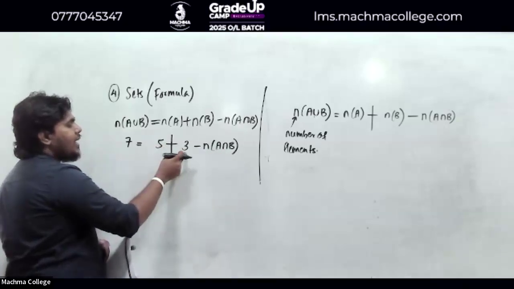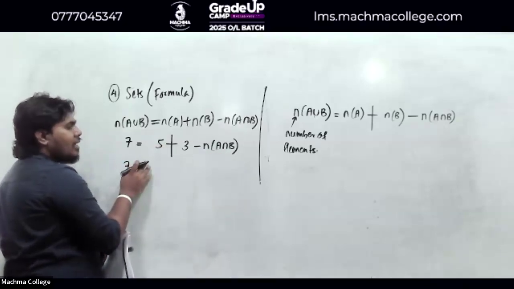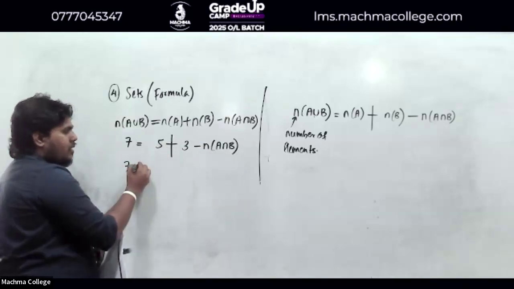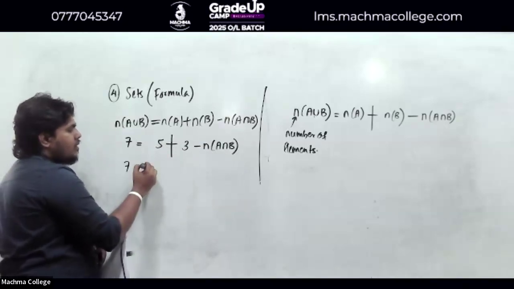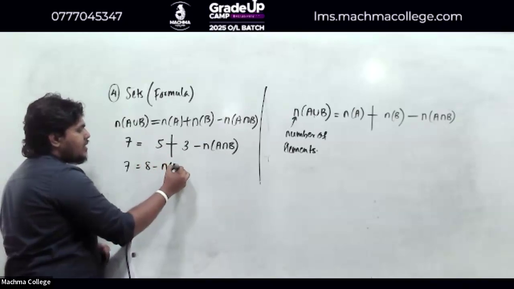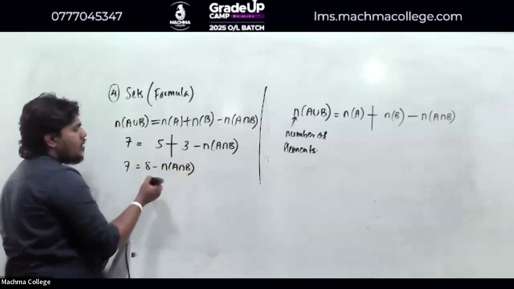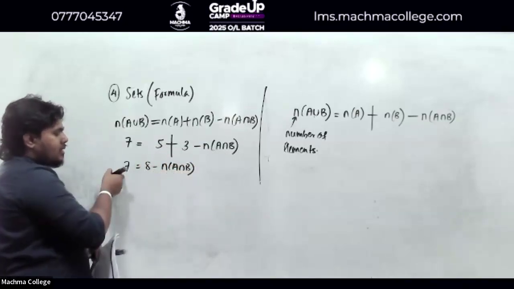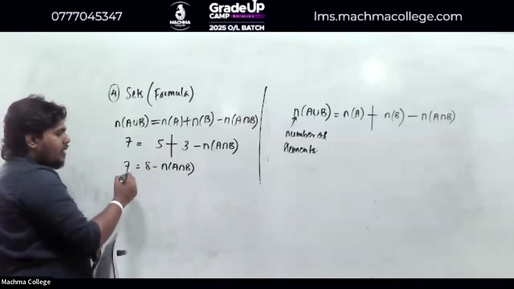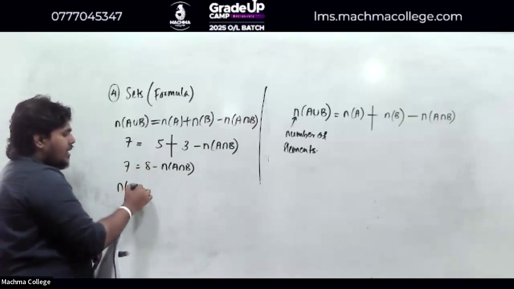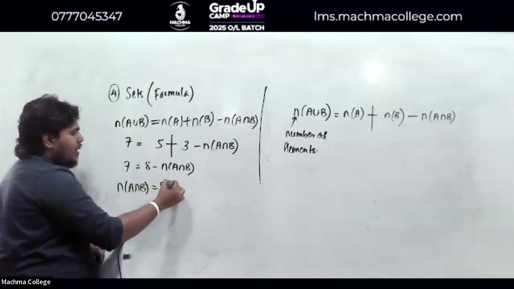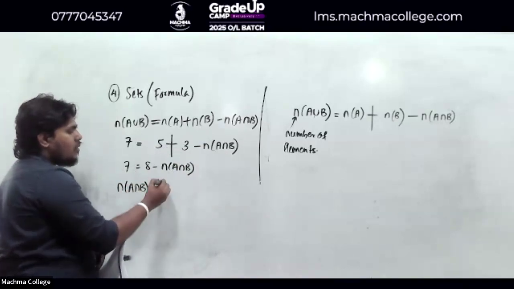5 plus 3 is 8. So 7 equals 8 minus n(A intersection B). These steps are not necessary. Take this minus to the other side, take this 7 to this side. So again, the number of elements in A intersection B is equal to 8 minus 7, which is 1.